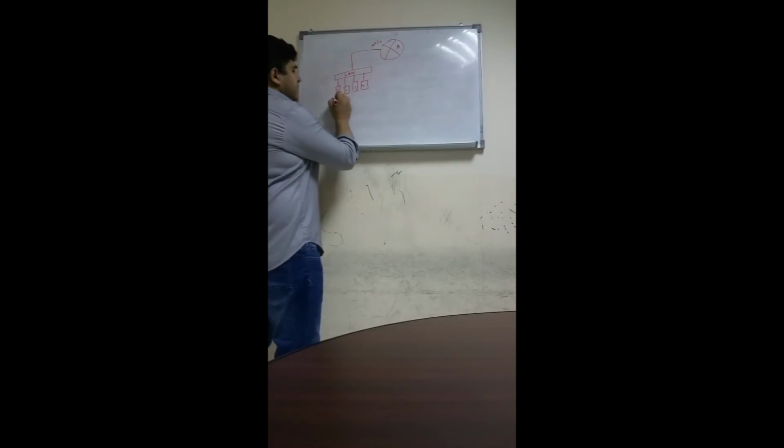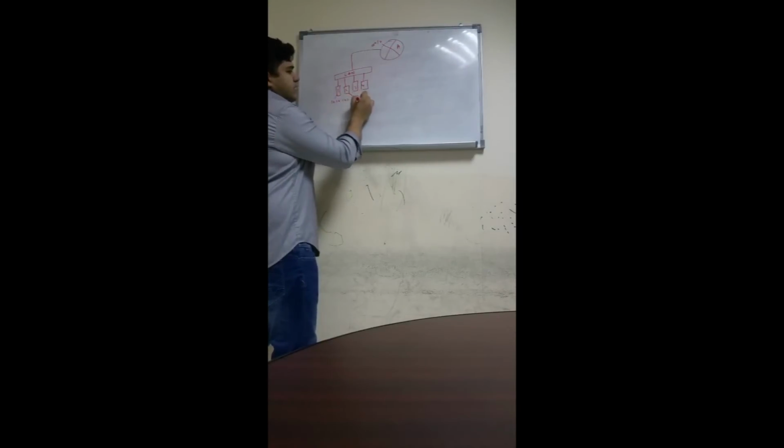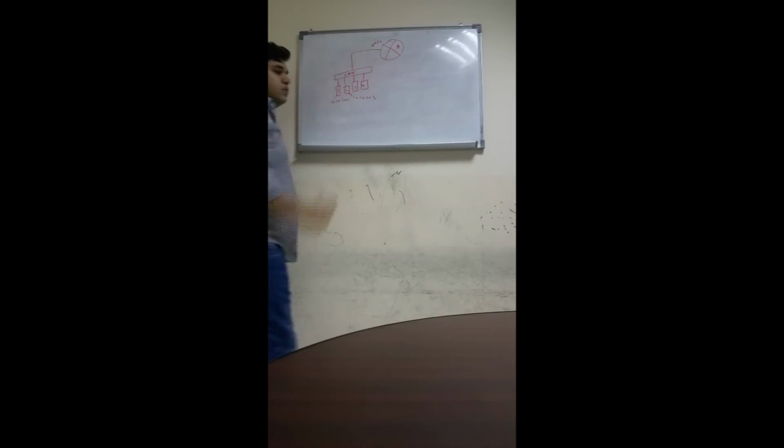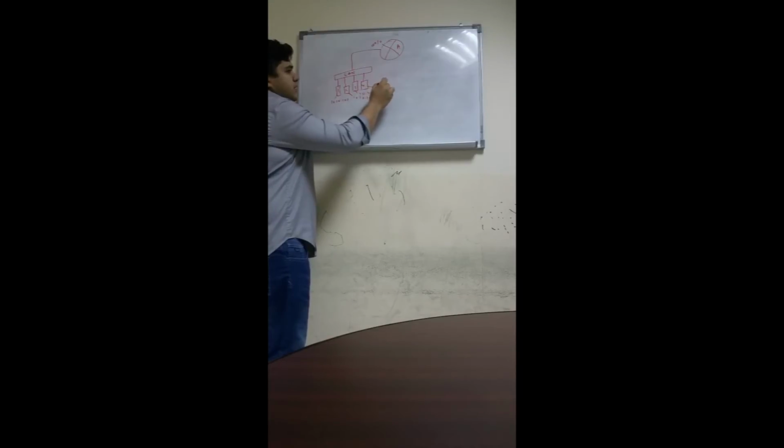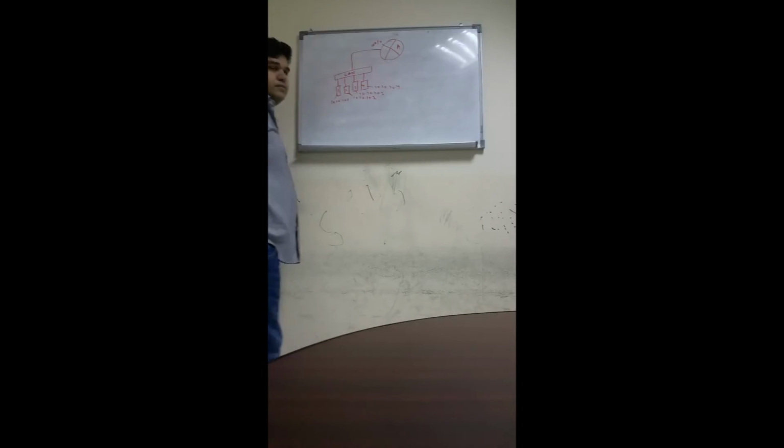And this IP address is 10.10.10.1. This is 10.10.10.2. And this is 10.10.10.3, and this is 10.10.10.4.